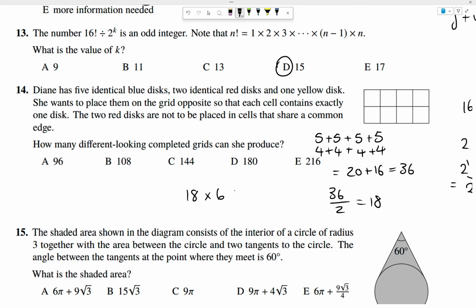Can I explain why we divide by 2? Basically, in the way that I've counted, I choose a red disc first in one spot and then the second red disc in another spot. And then I've also counted where we first put the red disc in the other spot and then place the second red disc in that initial spot. I've counted those twice. So to get rid of counting them twice, I need to divide by 2. Does that make sense?